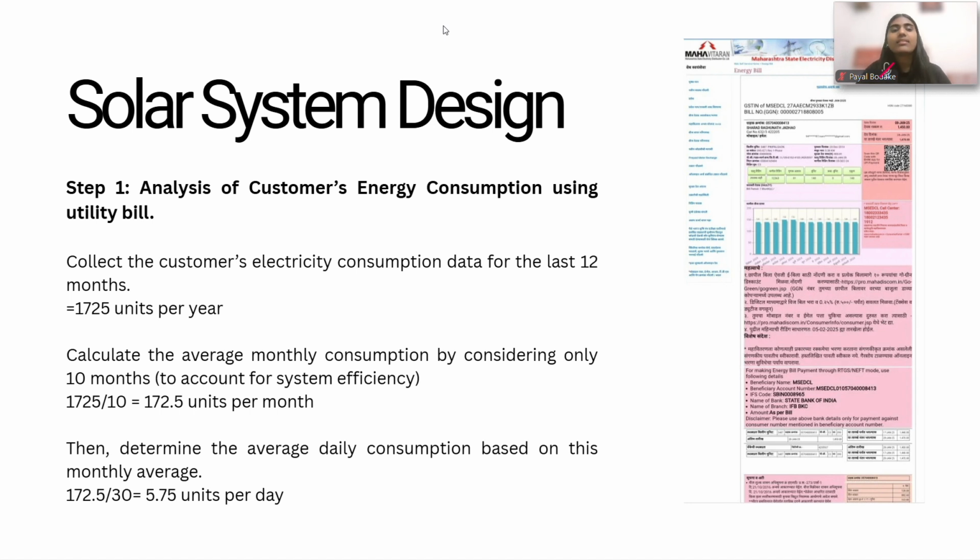Now the next task is to calculate the average monthly consumption by considering only 10 months to account for system efficiency. So when we divide 1725 by 10, we get the monthly average, that is 172.5 units per month. Then the next task is to determine the average daily consumption based on the monthly average, which is equal to 5.75 units per day.